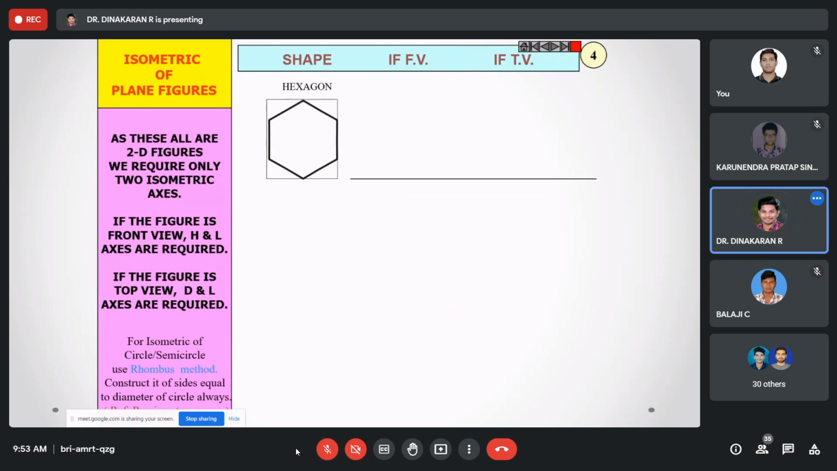First we need to make a box. What are the dimensions there? Place the names 1, 2, 3, 4, 5, and 6. This is A, B, C, D. You can place A, B, C, and D.